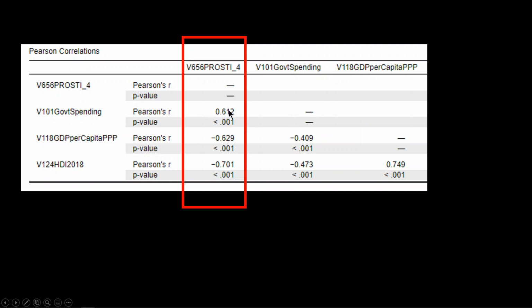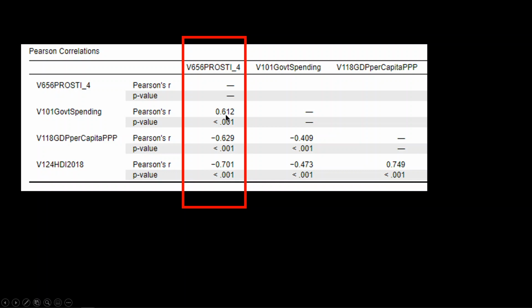This is a positive relationship. As government spending is higher in a country, the percent of the population saying prostitution is never justifiable is also higher. It's positive. This is GDP per capita. As GDP per capita is higher in countries, the percent saying prostitution is never justifiable is lower. It's a negative relationship. As this goes up, the other goes down. This was positive. As this goes up, this also goes up. Here's a negative relationship. So as HDI value goes up, the percent of the population with a negative view of prostitution goes down. This is very strong.